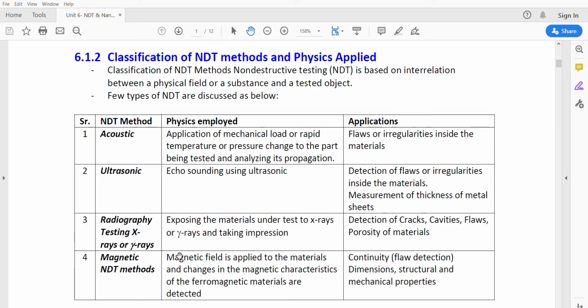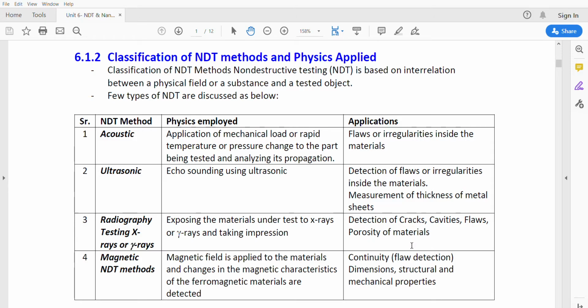And the third process is radiography testing, using X-rays or gamma rays. This is like the normal X-ray method, exposing the materials under test to X-rays. By studying that X-ray, we can understand the cracks, cavities, flaws, or porosity of the material. This is like our bone X-ray. By studying that X-ray, we can understand the cracks present in the bones. Like that, for materials also we can use the X-ray method. That is also called the radiography method. In that, we can understand cracks, cavities, flaws, and porosity of materials.